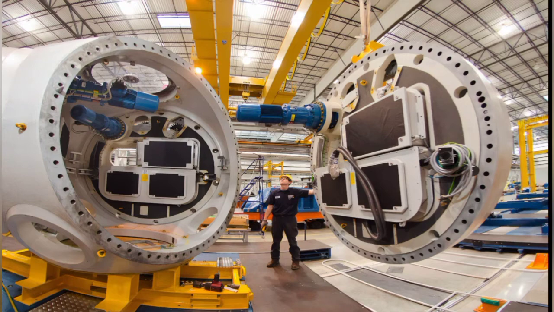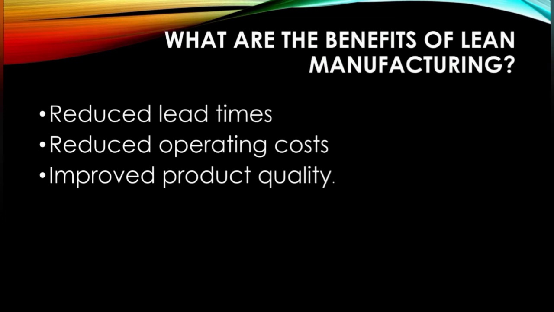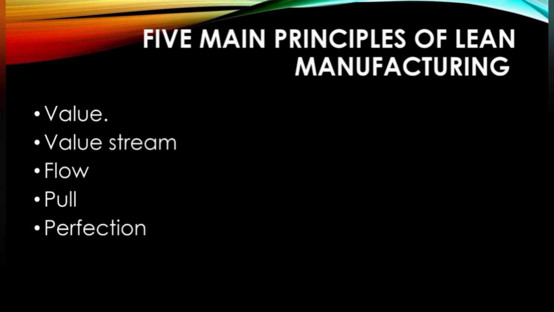So, why would we want to implement lean manufacturing? What are the benefits of lean manufacturing? Here are some benefits of lean manufacturing: reduce lead times, reduce operating cost, and improve product quality. By implementing lean tools in your business, you have the opportunity to eliminate waste, to save money, and to grow your business. Here are 5 main principles of lean manufacturing.